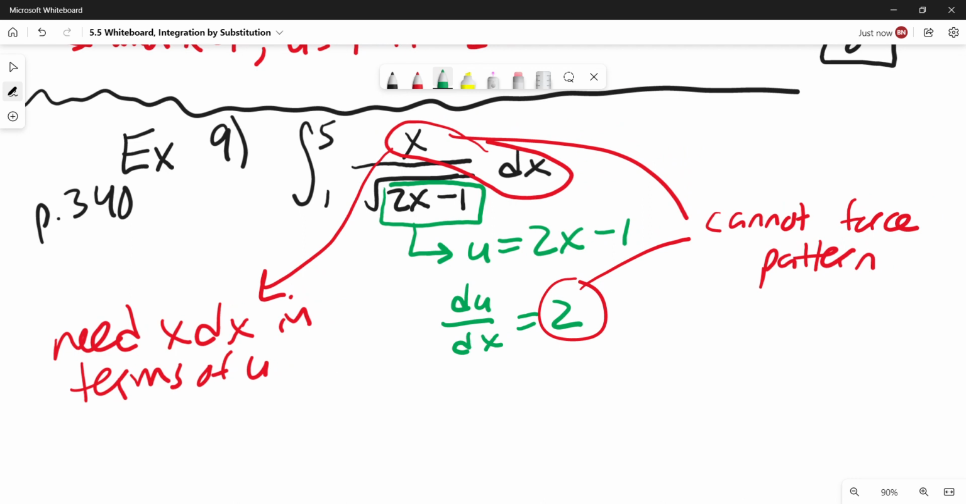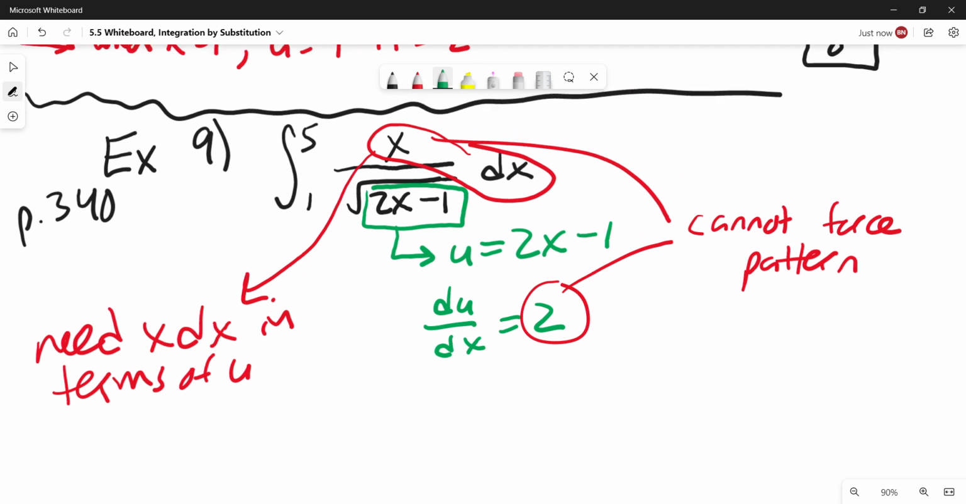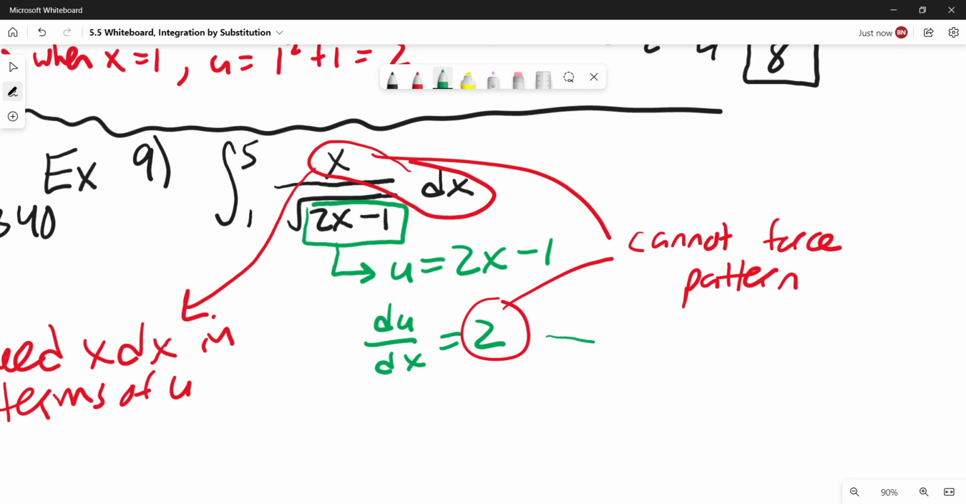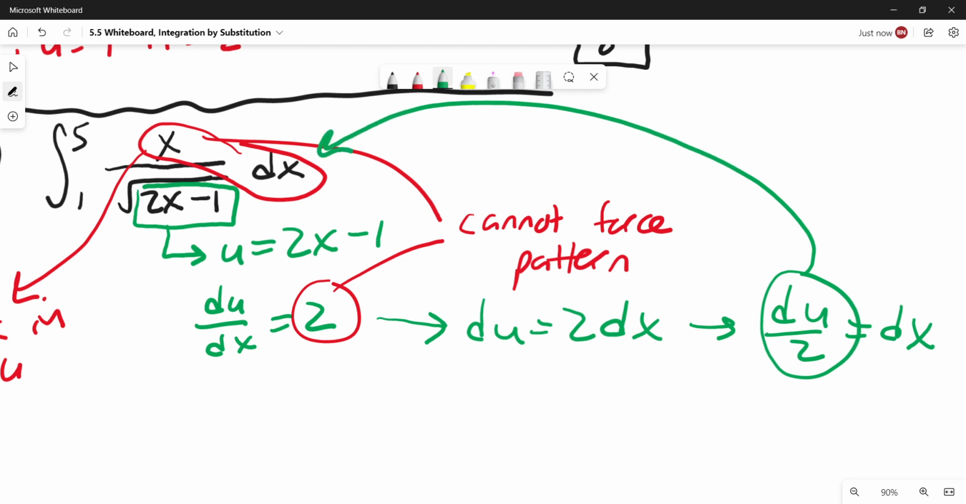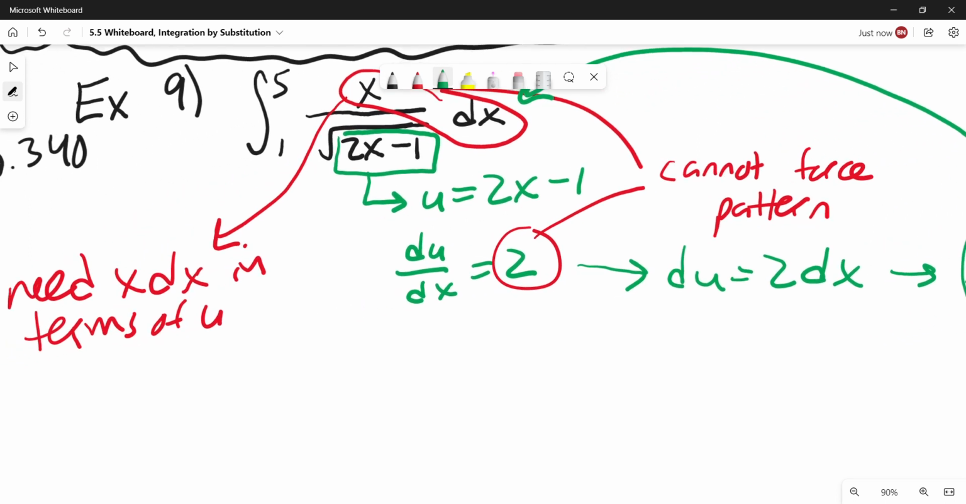Well, we can figure out what dx is. Hopefully you can see that du equals 2 dx, and therefore dx equals du over 2. So this goes in for dx, but we need something else to go in for x. Well, what goes in for x? Well, u plus 1 equals 2x.